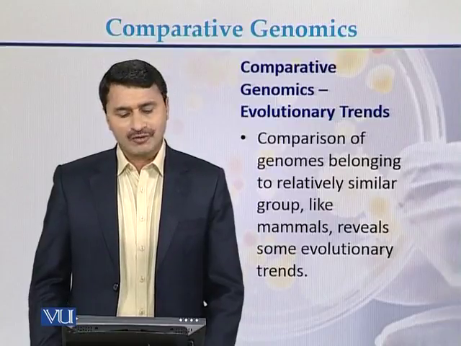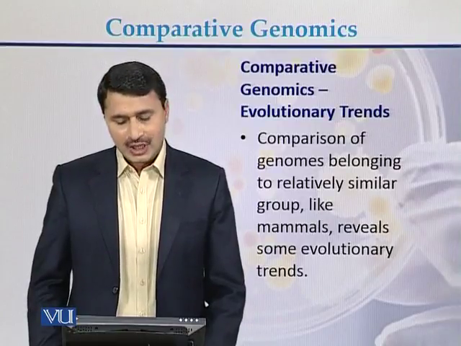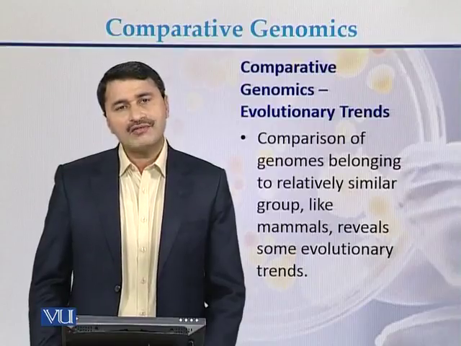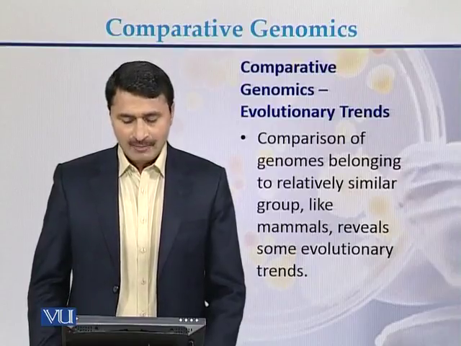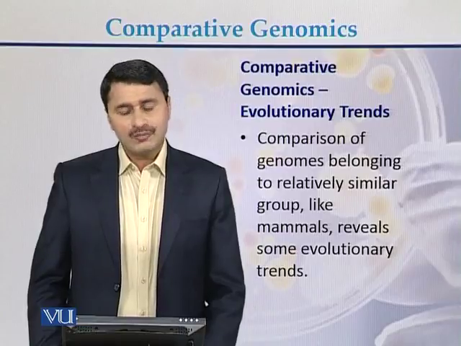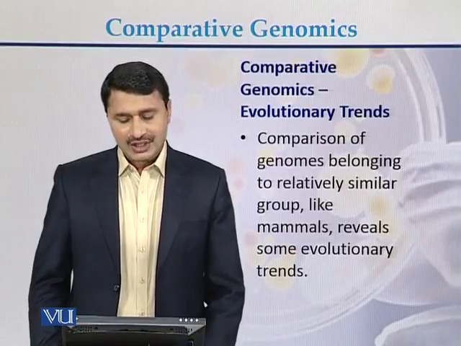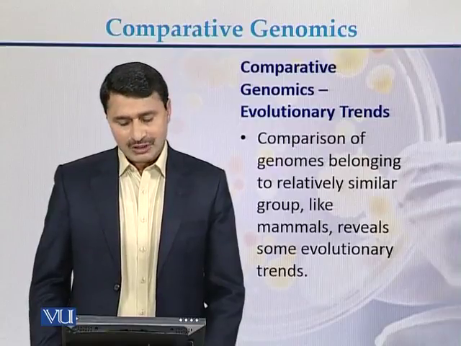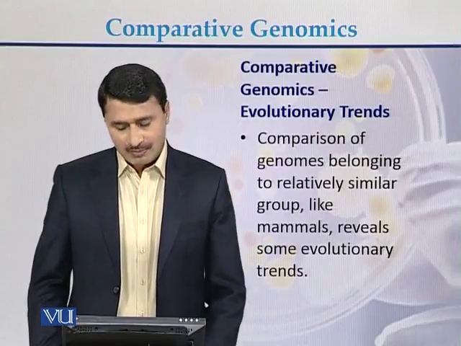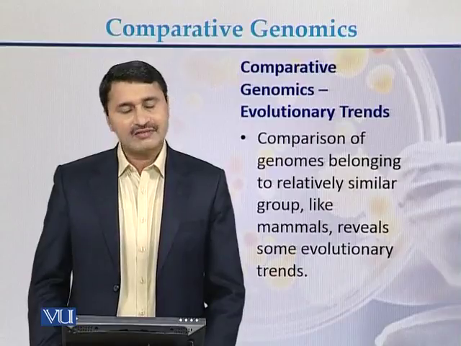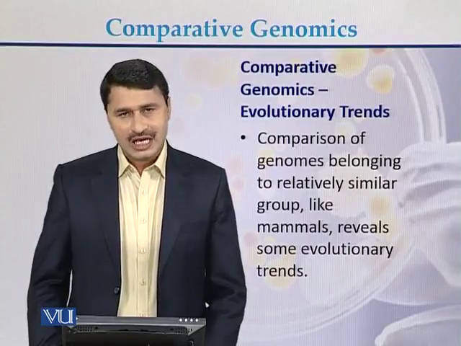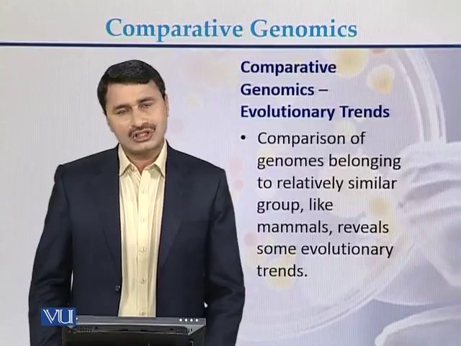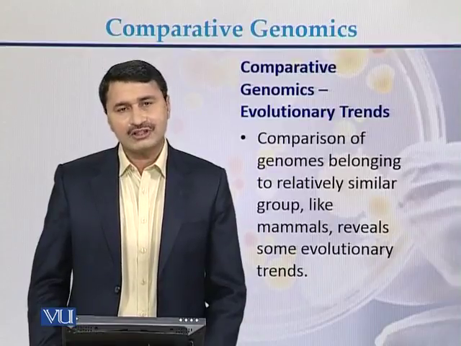Why do we perform comparative genomics, or how does comparative genomics help us? Comparative genomics helps us in studying evolutionary trends. Comparison of genomes belonging to a relatively similar group like mammals reveals some evolutionary trends. So those evolutionary trends can be studied with the help of comparative genomics.